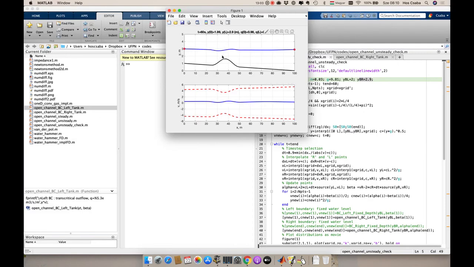Okay, so we have a nice flow from the left to the right. This is 3, this is 2.9. It did not stabilize yet, but the velocity is more or less positive all along the pipeline, the channel.